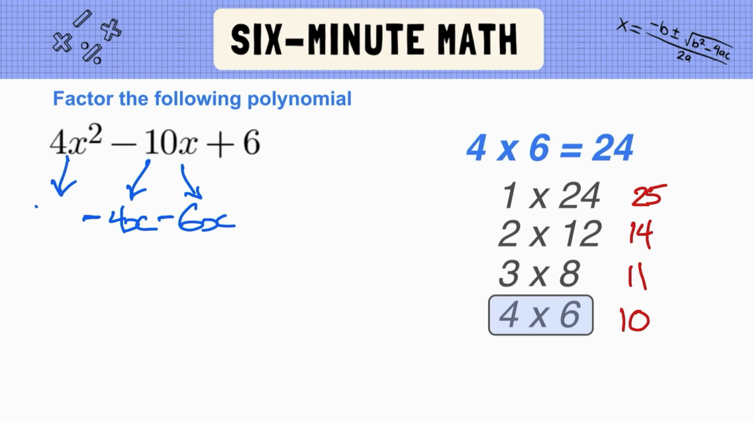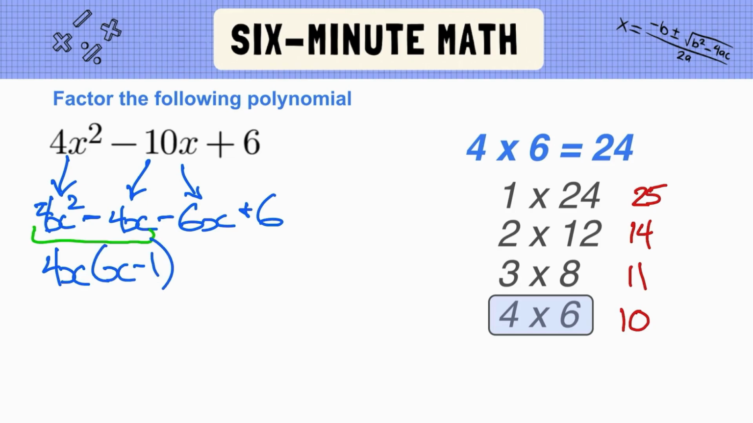I drop my a and my c: 4x squared, positive 6. And then I factor. 4x squared minus 4x. Well, I can take a 4x out of that, leaving me with x minus 1.